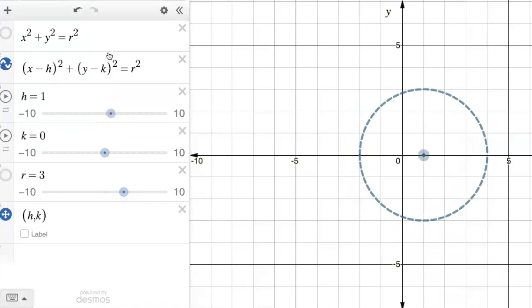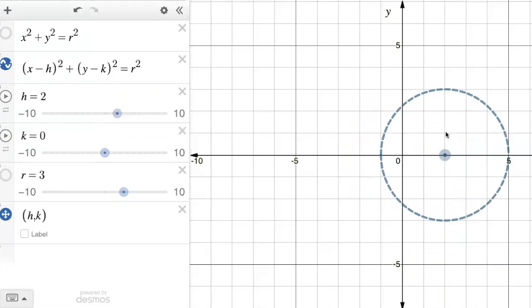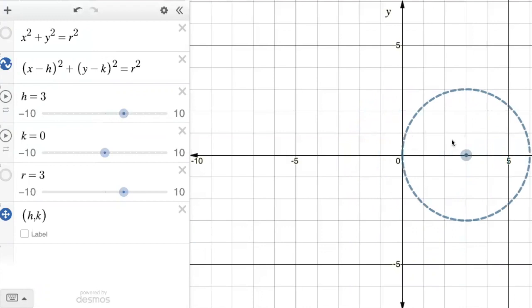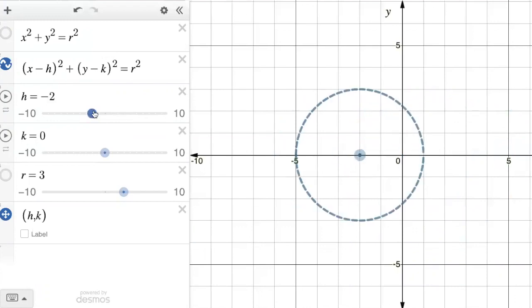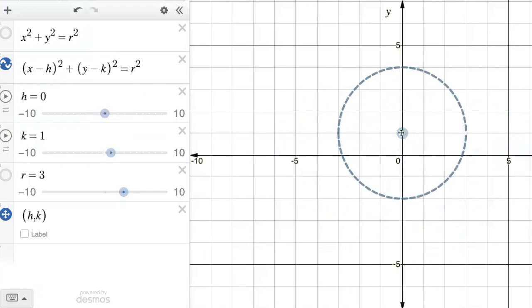First we'll move h. When h is +1, the center's at 1, 0. When h is 2, the center is at 2, 0. And when h is 3, the center is 3, 0. Similarly, we can go in the other direction by making h negative. I'll reset h back to 0, and now I'll manipulate k.